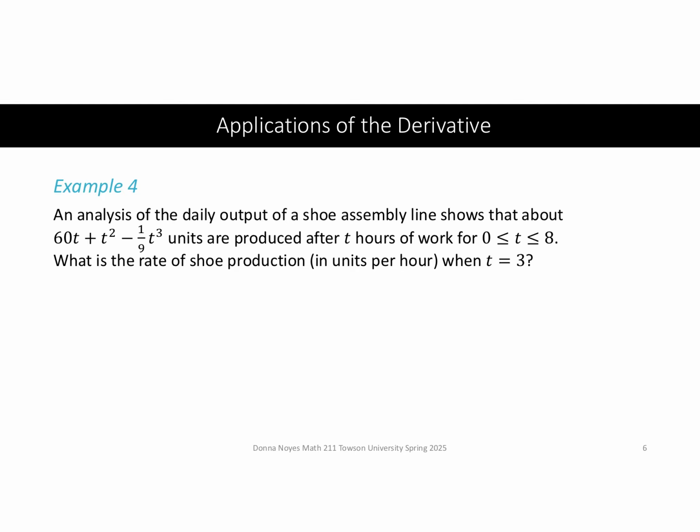An analysis of the daily output of a shoe assembly line shows that about 60t plus t squared minus 1/9 t cubed units are produced after t hours of work, for t being between 0 and 8 hours. What is the rate of shoe production in units per hour when t is 3? One of the things I really like pointing out in this problem is that you are given a restricted domain for t, and that is between 0 and 8 hours.